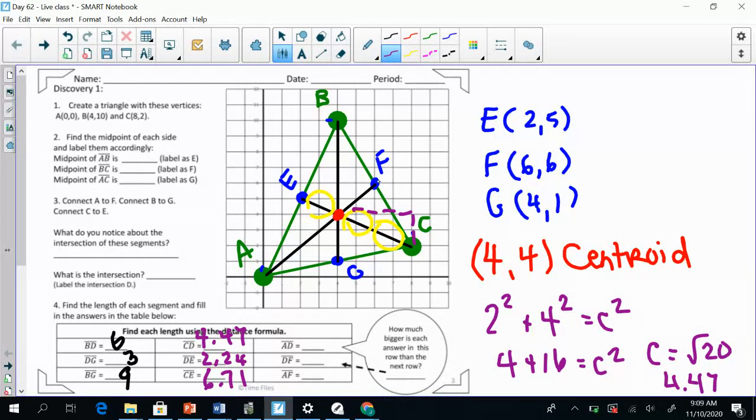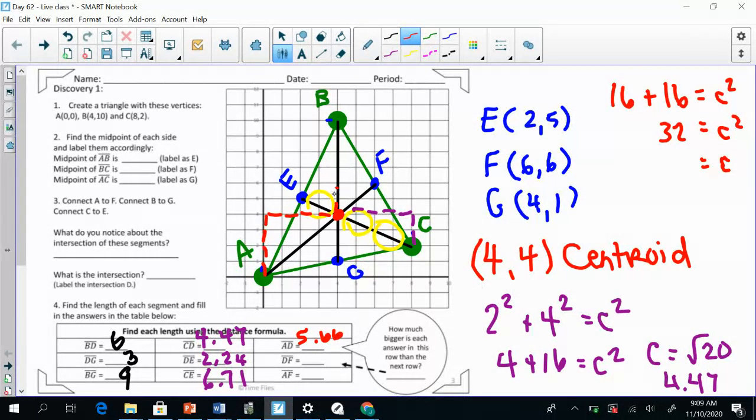And then AD, you would do the same thing. I would again probably use the Pythagorean theorem. So 4 by 4. So 4 squared is 16 plus 4 squared is 16 is going to give you C squared, which is 32. So we're going to take the square root of 32. And that's 5.66.